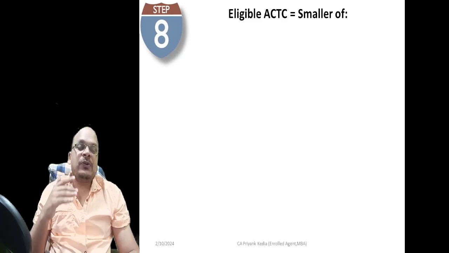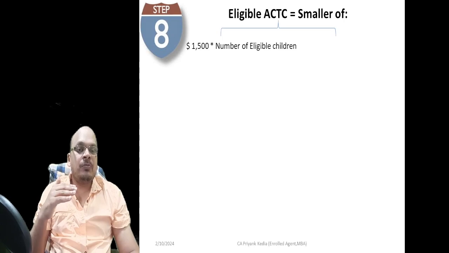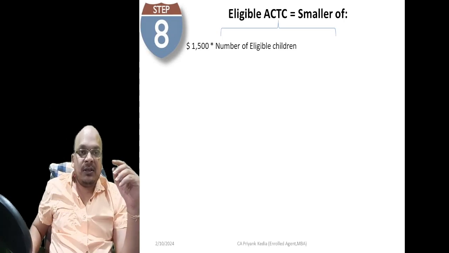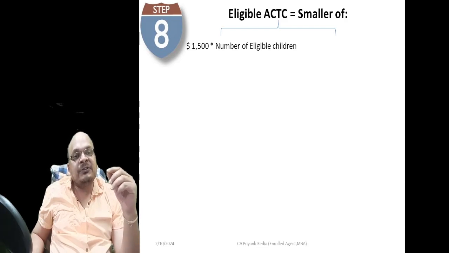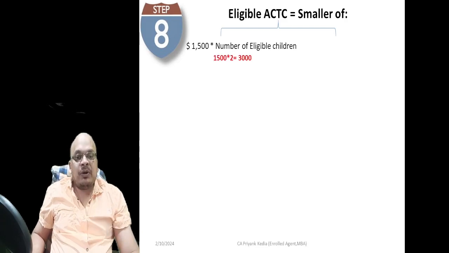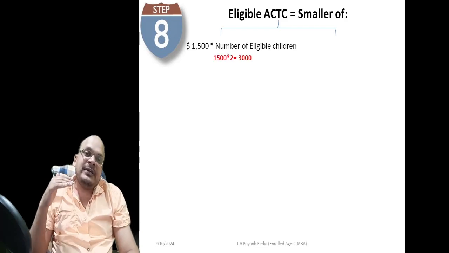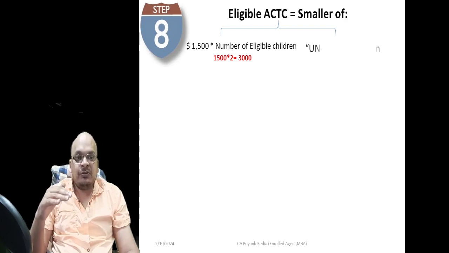That is, we calculate the eligible additional child tax credit. That is again the smaller of. We knew that when we were talking about the provisions and the theory of the credits, we see that the maximum limit which is allowed as additional child tax credit is $1,500 per eligible child. Therefore, in our case, the maximum amount that a taxpayer can claim as additional child tax credit refund is 1,500 into 2, that is $3,000.